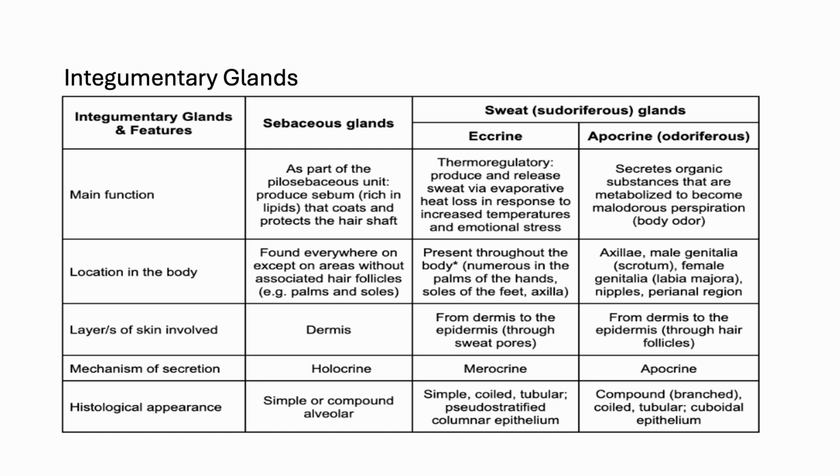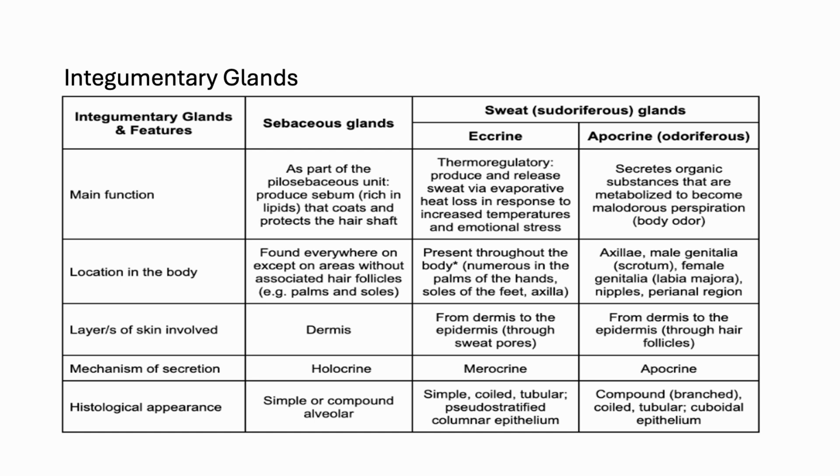Merocrine, we say it just diffuses out without destroying the cell; the cell is still intact. Apocrine, we say there is a pinching off of part of the cell. So the method of secretion here is merocrine, and the structure is simple, coiled, tubular, and it has pseudo-stratified columnar epithelium.